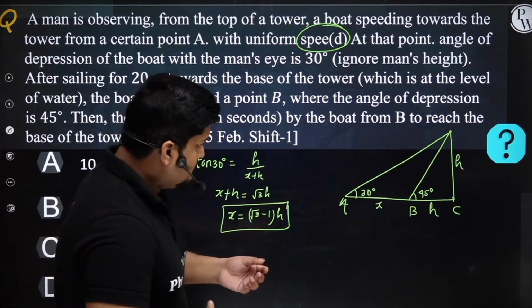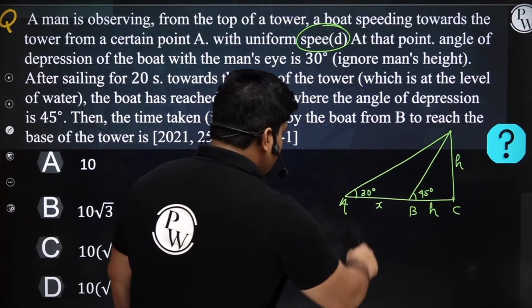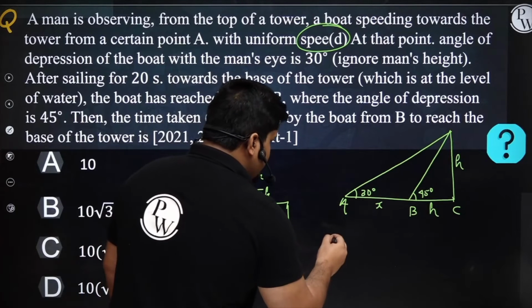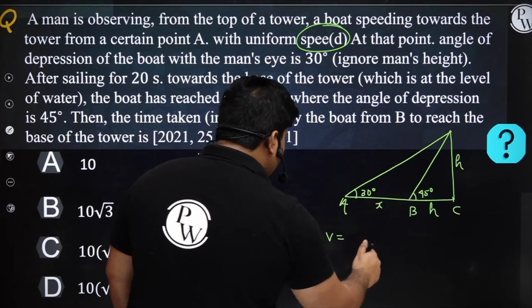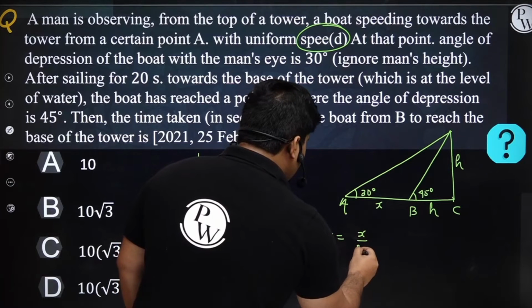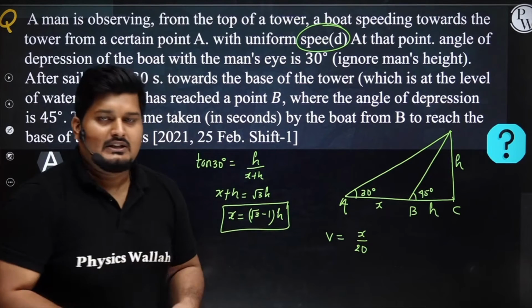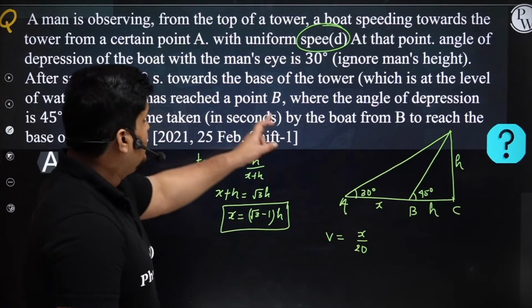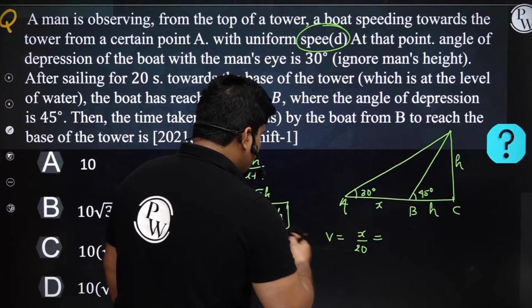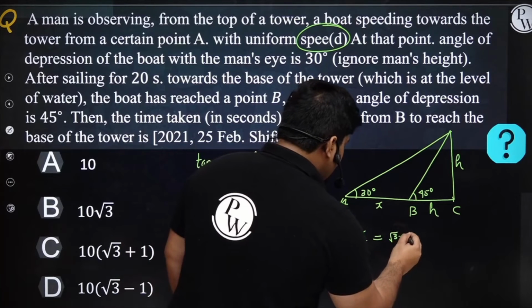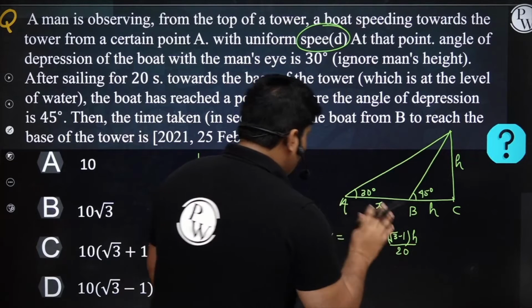What is next? This is the time taken. What will be the speed here? Let's say the speed is V. So V is equal to distance upon time. So distance is X, time is 20 seconds. So X is equal to root 3 minus 1 H. So velocity here is root 3 minus 1 H divided by 20. So we got this V.